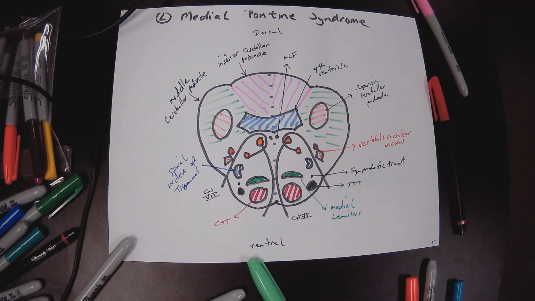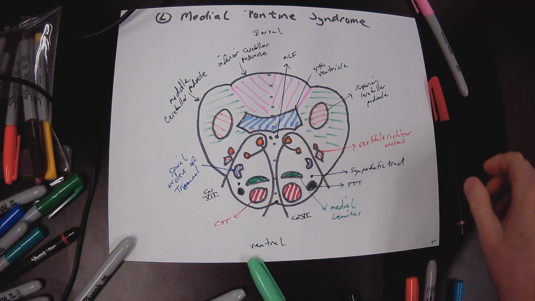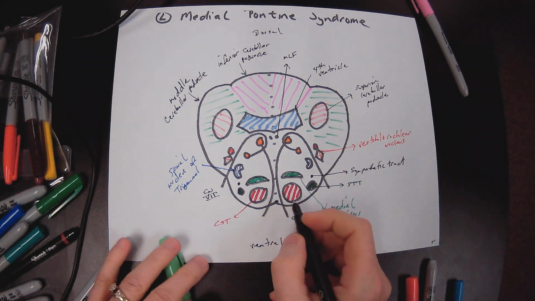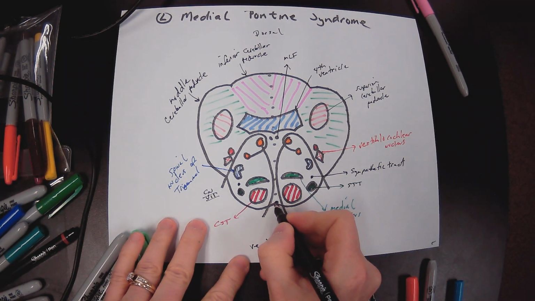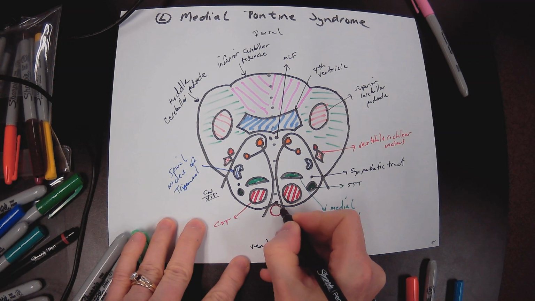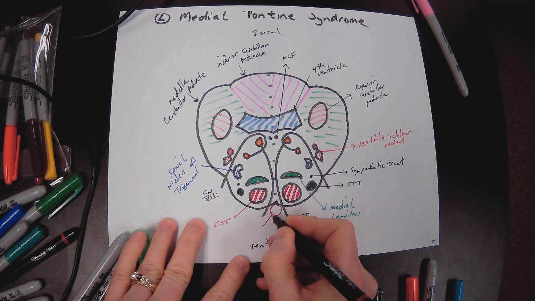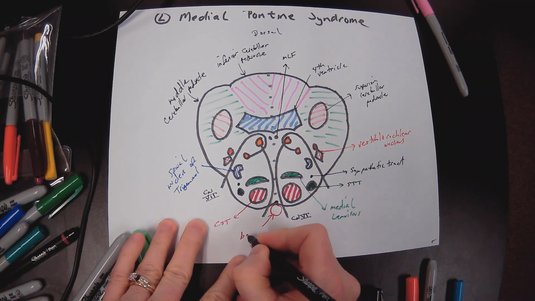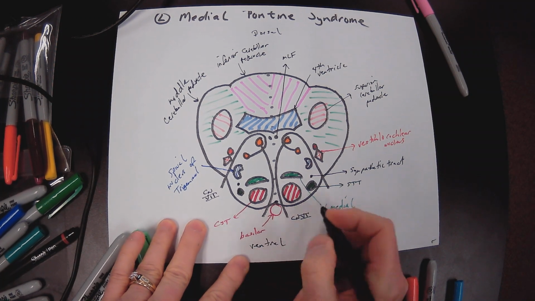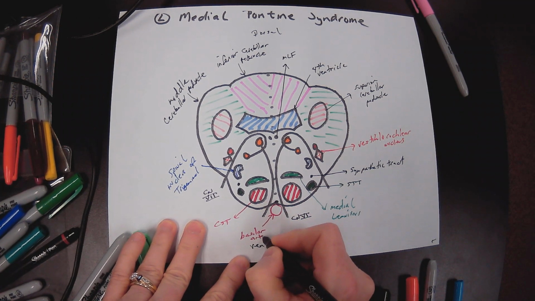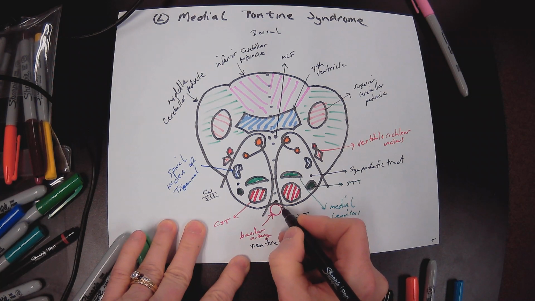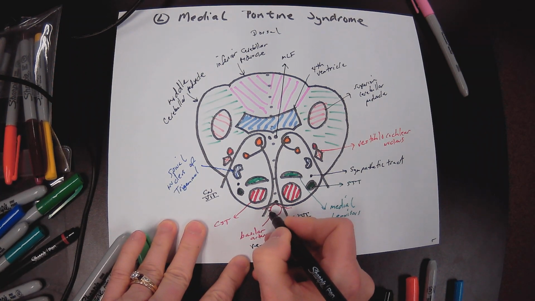Going through, and we know that the main artery coming up the middle here, through the middle of the pons, is going to be your basilar artery, and it's going to sit right here. And coming off the basilar artery, you're going to have your little pontine arteries as well.